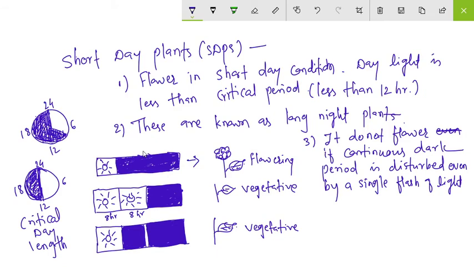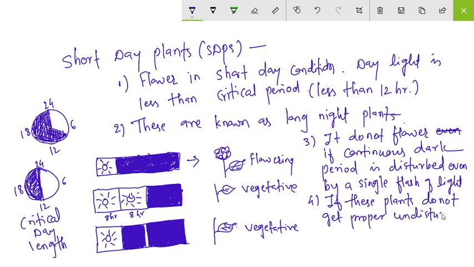So these plants, if they do not get a continuous long night period, if they do not get a proper undisturbed dark period, they do not flower.